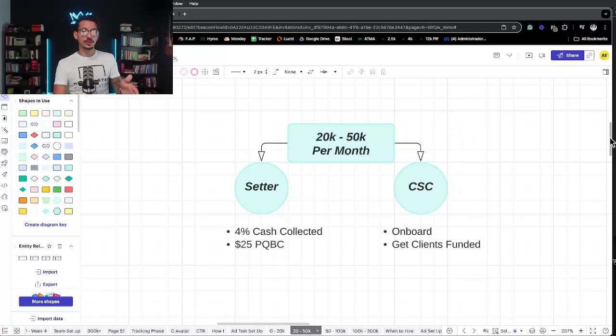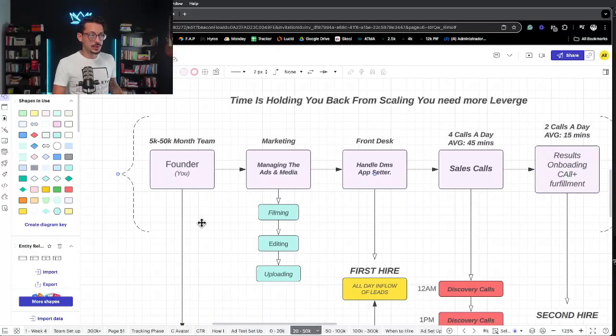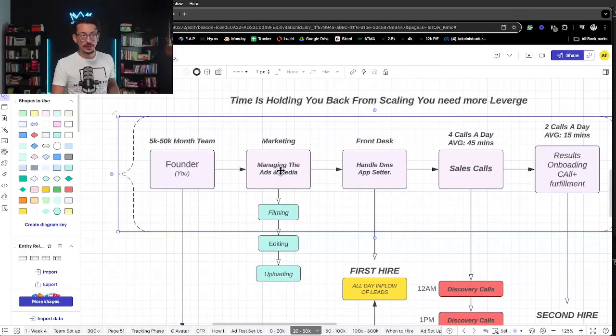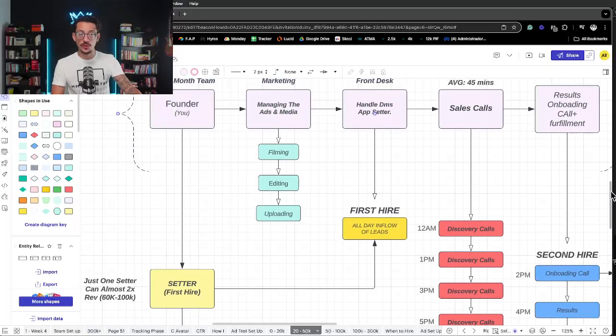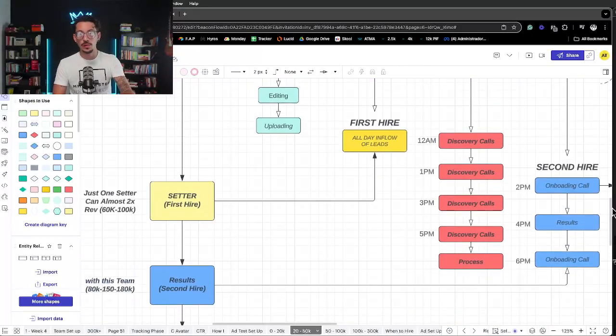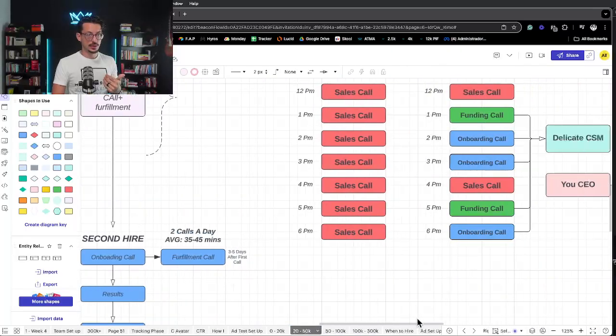Once you're at 20 to 30K per month, the biggest constraint on your business is going to become time. You don't have enough time to take a lot of sales calls, onboarding calls, and then results calls. So your calendar, see, when you're first starting off, you're doing the funding, you're doing the messaging, pretty much the booking, the appointments, you're the front desk, you're the sales, and you're the results part of the business, right? So you're pretty much doing discovery calls all day, sales calls, and you're doing onboarding calls and results calls once you close them, right? So your schedule starts looking like this.